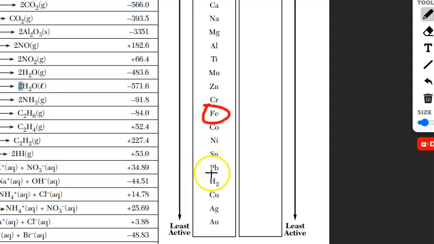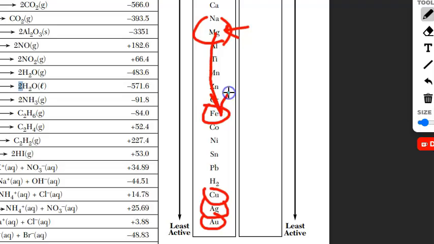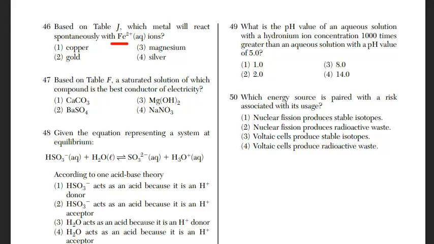You have copper, which is Cu. You have gold, which is Au. You have silver, which is Ag, and then only one above, which is magnesium. There is your answer. Magnesium atoms want to lose electrons more than iron atoms. So therefore, if you have a solution with iron ions, magnesium will lose its electrons and give those electrons back to the iron ions. That makes the answer for question 46, choice 3.